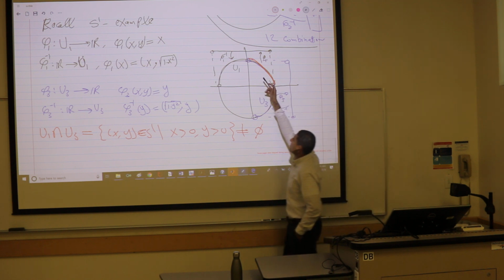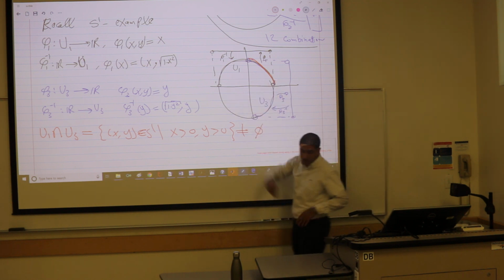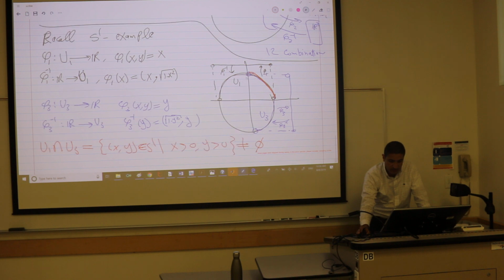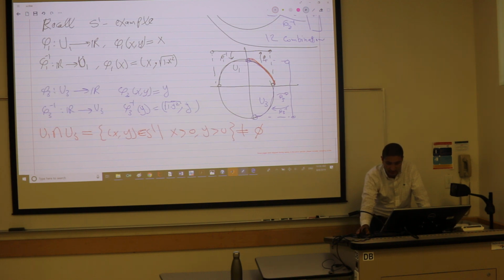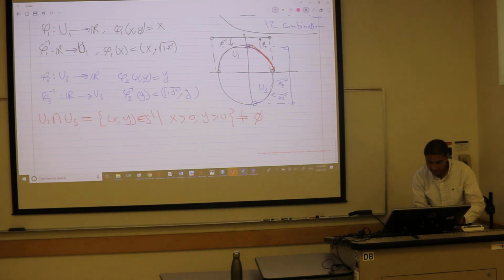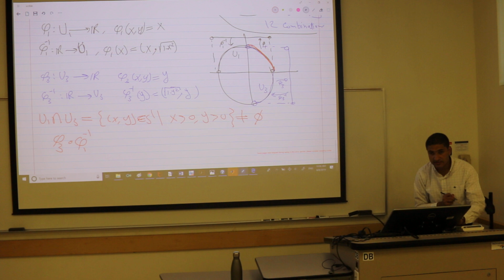You can see it from here. So this is the x copy of R, this is the y copy. I need to go from x to y smoothly and going back smoothly. I need to show that the composite map is well defined. So I need to show that phi 1 inverse, composed with phi 3, is a diffeomorphism, right? And let's see how we do that, please.